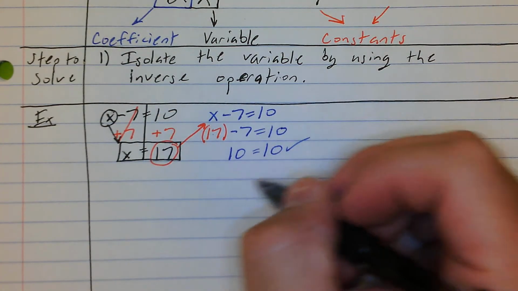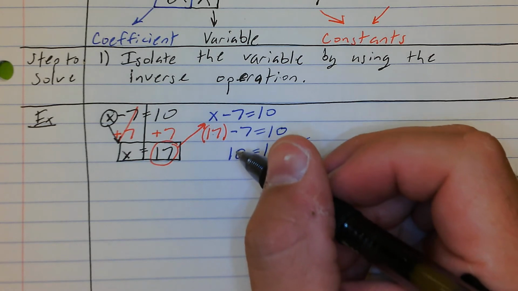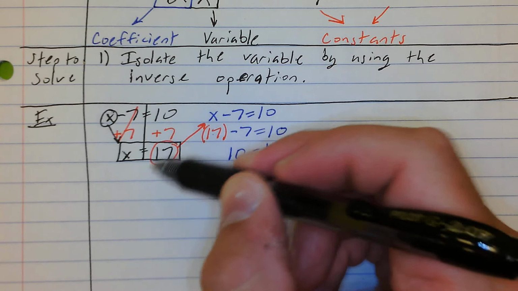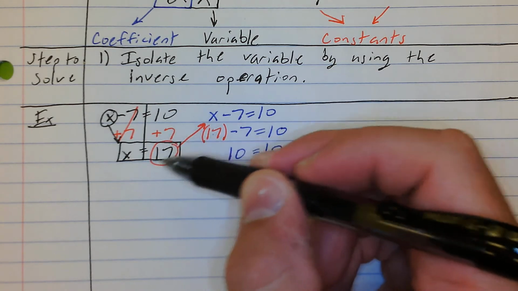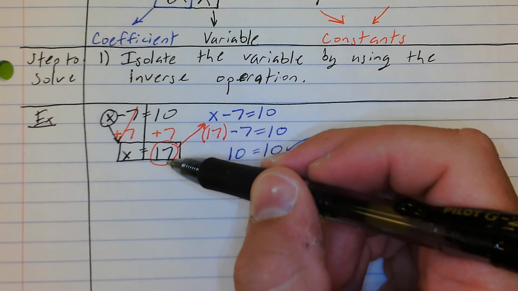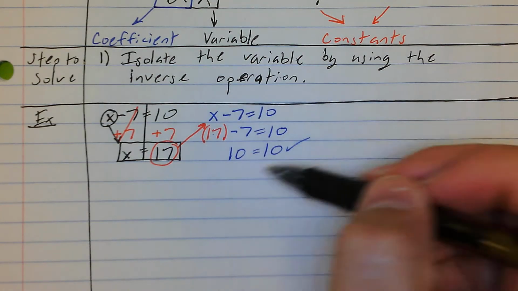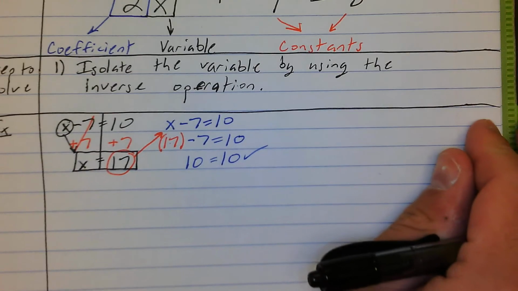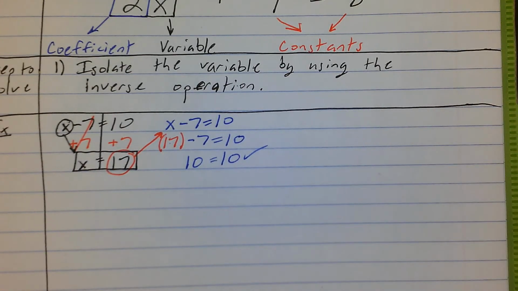Now, if I did not get a true statement here, so if I got something like 8 equals 10, then that tells me this is not the correct answer and not the correct value for x. All I'm doing here is checking my work. I'm checking my answer to make sure that it is the correct answer that will work.